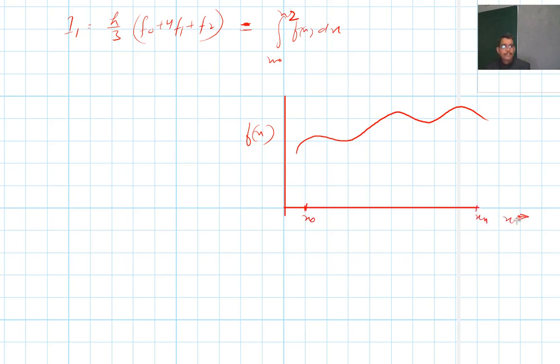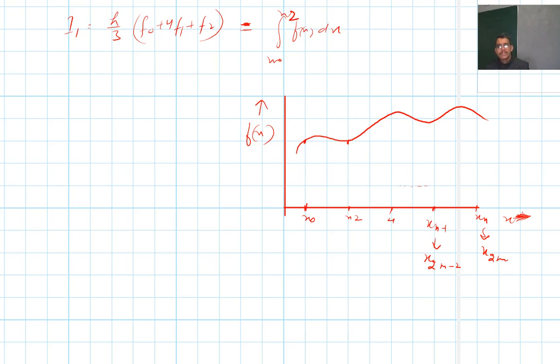This is the x-axis and this is the y-axis. As we know, we have x0, then x2, then x4, and so on. Let us call it x of 2m minus 2, and this point is x of 2m, because this is from x0 to x2. That means we have to take an even number of segments here.